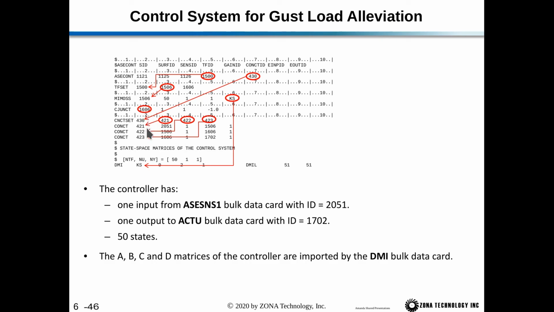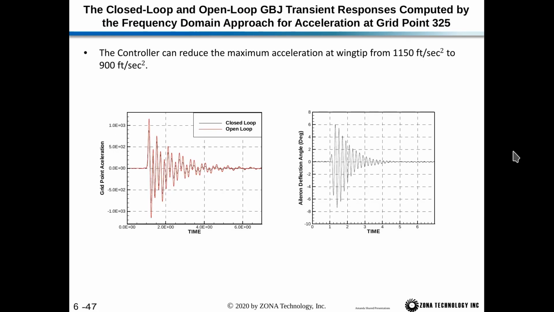Our TF set card here refers to the MIMO SS. So this MIMO SS refers to the matrix name KS. And then these remaining cards connect the sensor to the MIMO SS and then connect the MIMO SS to the actuator. So now we'll look at how well our controller works.